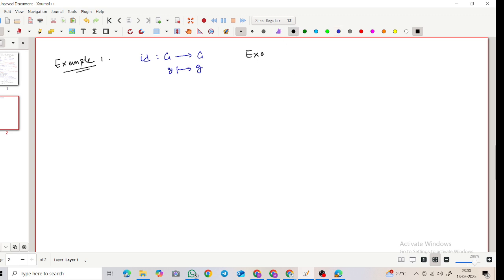Example 2. Maybe just write it. The trivial map. That is, it is also from G to G prime. G prime can be any group. You will send every element from G to EG prime. Okay. And you will see that this also is a group homomorphism.